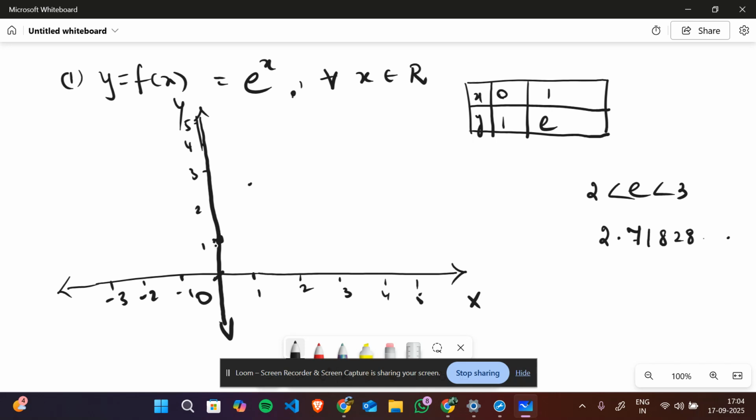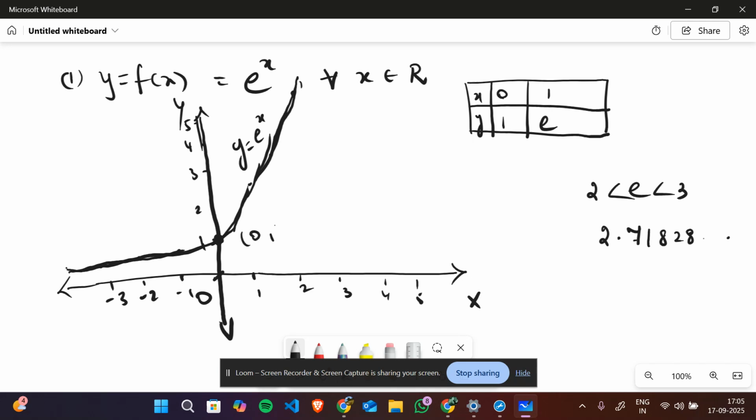For example, when x equal to -1, e to the power -1 is 1 upon e, that is 1 upon 2.71. So it will be somewhat closer to the x-axis. When the values of x are negative, it will be closer to the x-axis, but not touching the x-axis. So this is the graph of e to the power x, y equal to e to the power x. The exponential function always passes through the point (0, 1).